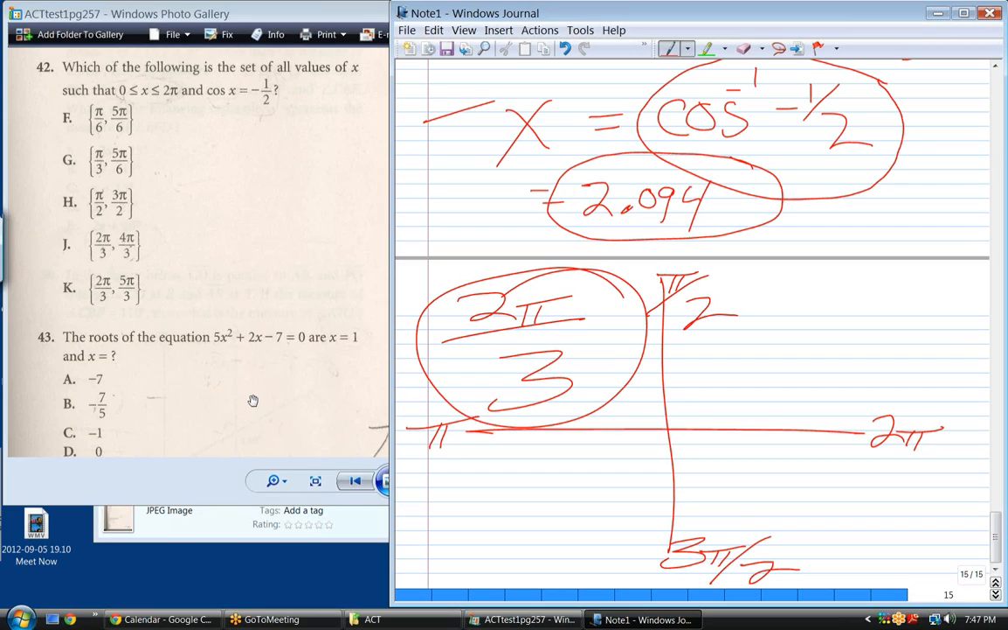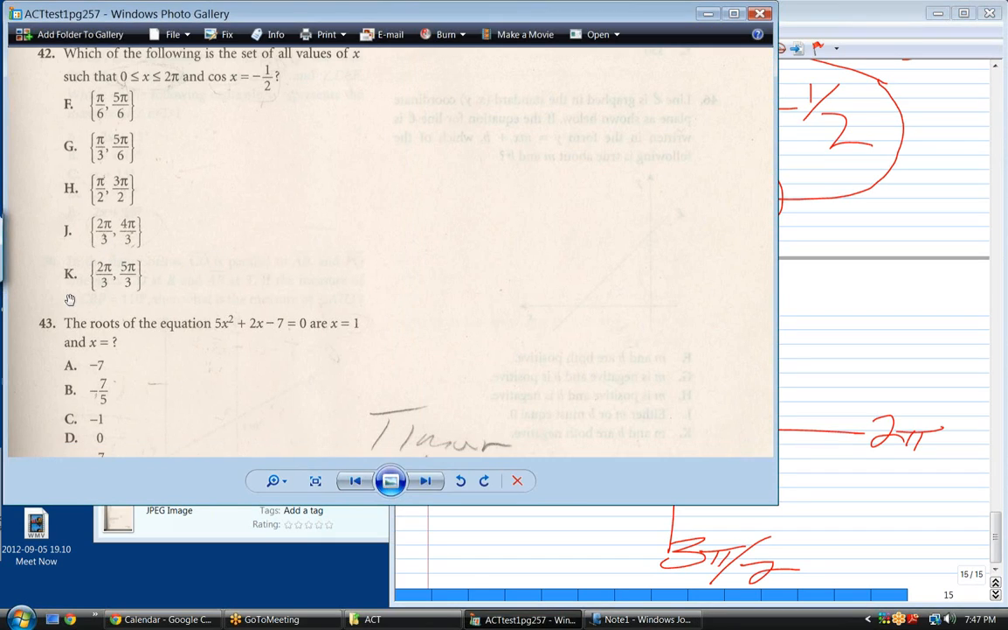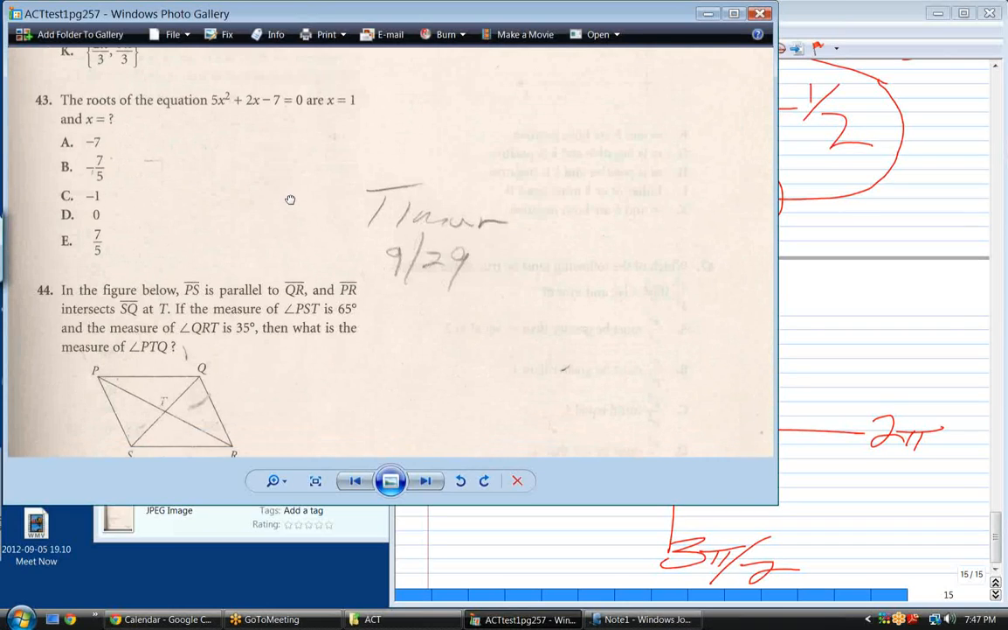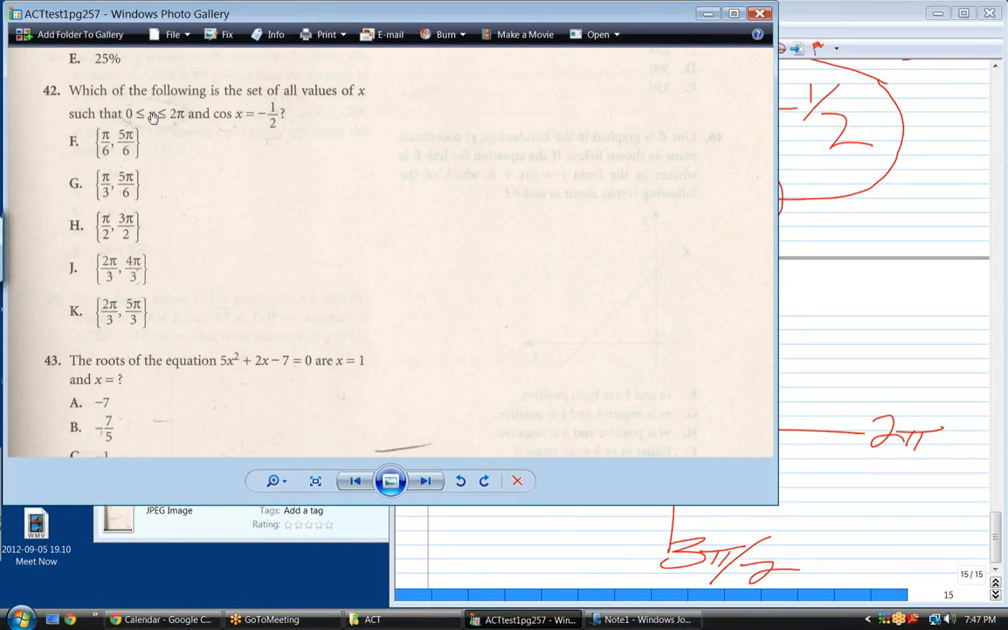Sometimes on the ACT, if you can take 5 possible answers and get rid of 3 of them and narrow it down to these 2, now you can guess and you're 50-50 to get it right. So it's worthwhile figuring out what one of those is. Why was I using the unit circle? Because it said x was between 0 and 2 pi, so I had to cover all 4 quadrants.